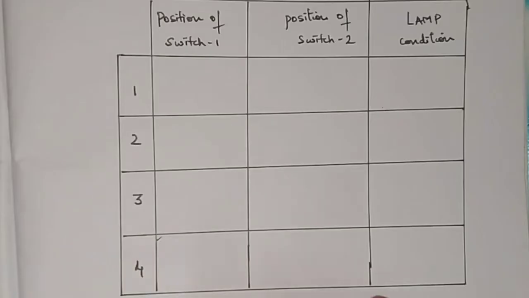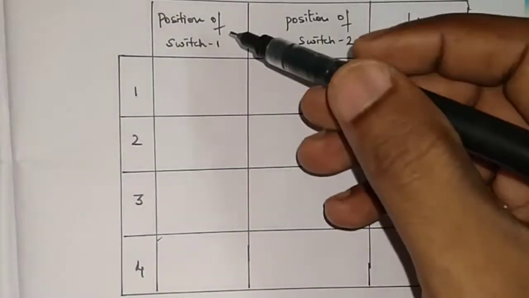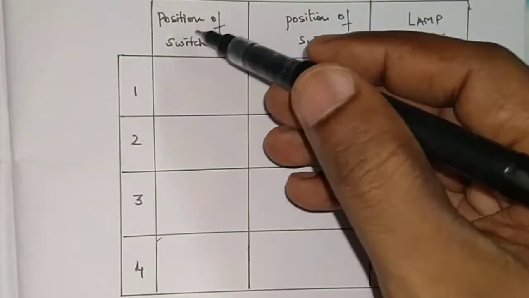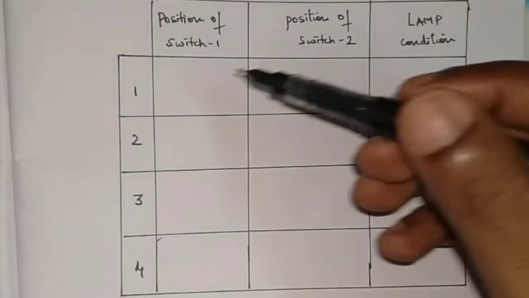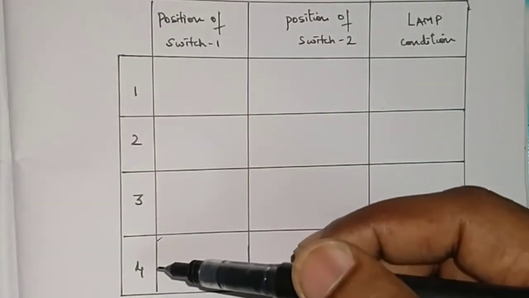of a working table. So this is the working table. In the first column, just draw the position of switch 1, position of switch 2, and the last column will be your lamp condition. Here we'll have four different cases. I'll explain one by one.